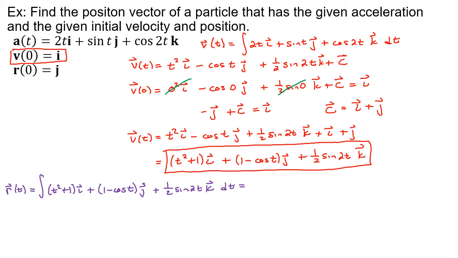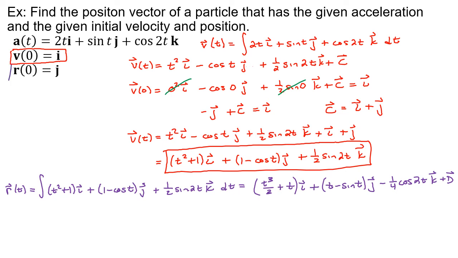And so I'll end up with a t cubed over 3 plus t on the i. I'll end up with a t minus sine t on the j. And sine goes back to negative cosine, so I'll get a negative 1/4 cosine 2t. 1/4 because I had to divide by another 2. And then I have another constant on the end.